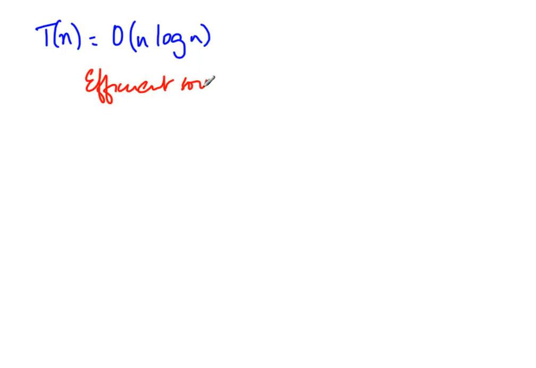The next class is n log n, and this is typically what we find when we have some kind of efficient sorting algorithm. And we will see that the technique that achieves this is something called divide and conquer.